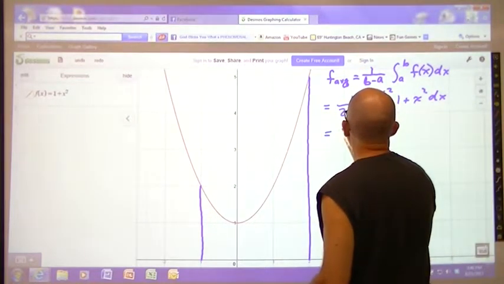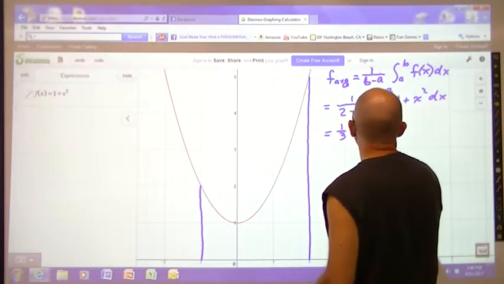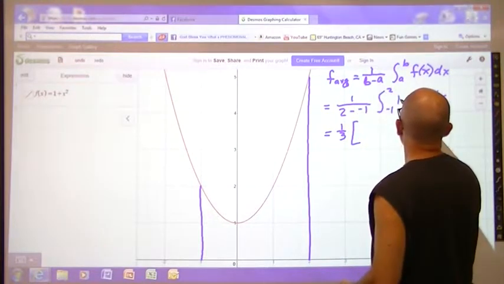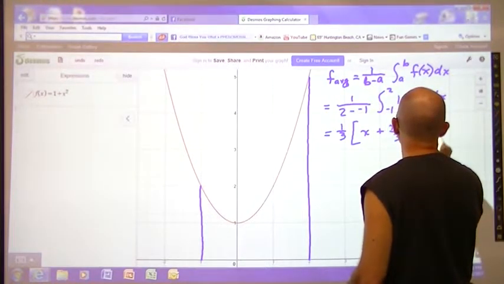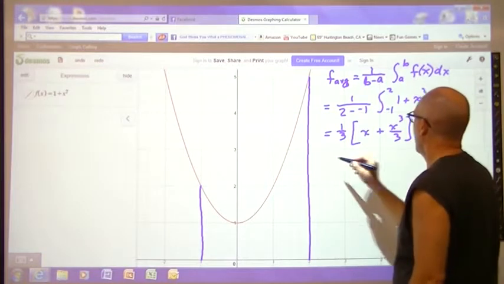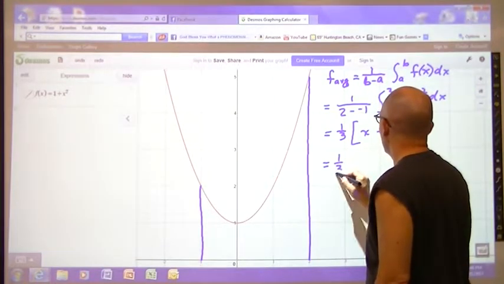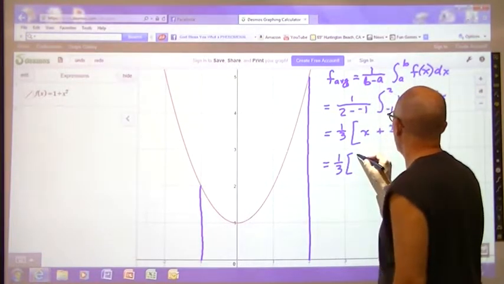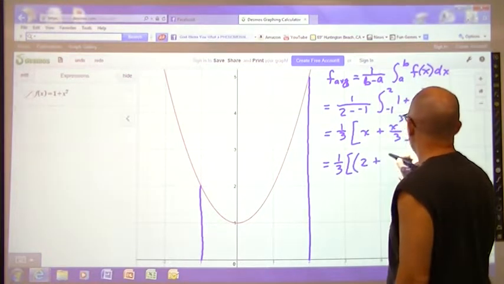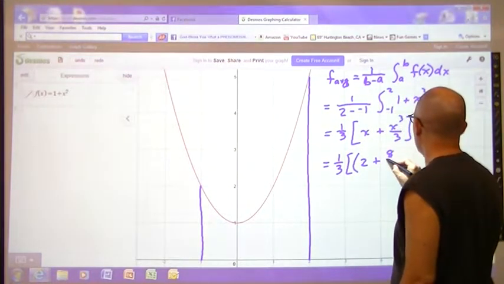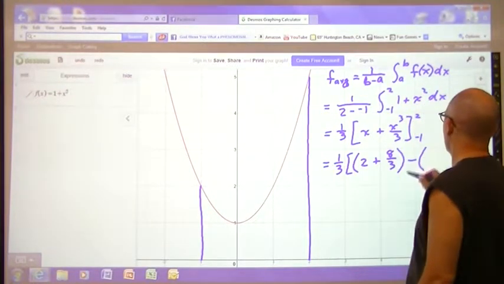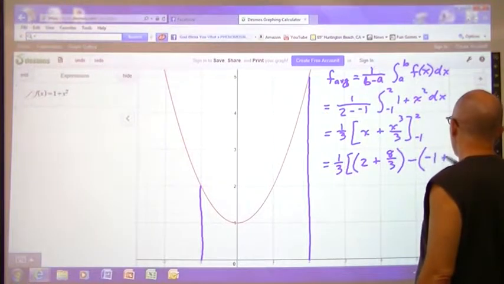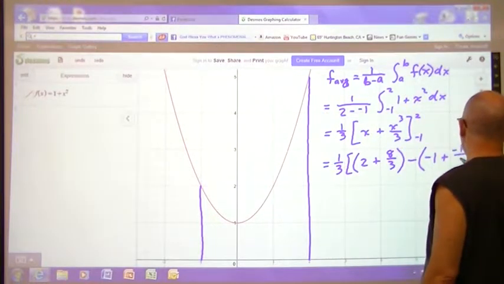So this becomes 1/3. Now I'm going to perform the integral here, so this is going to be x plus x cubed over 3 from -1 to 2. All right, so this becomes 1/3 times, I'm going to put my 2 in here now, so it's going to be 2 plus 2 cubed over 3 is 8/3, minus, put my -1 in here now, so -1 plus -1 cubed over 3.